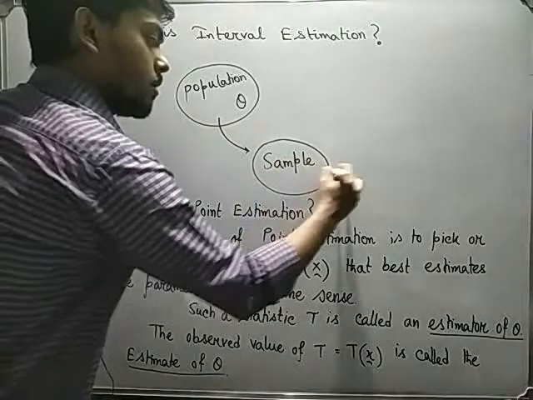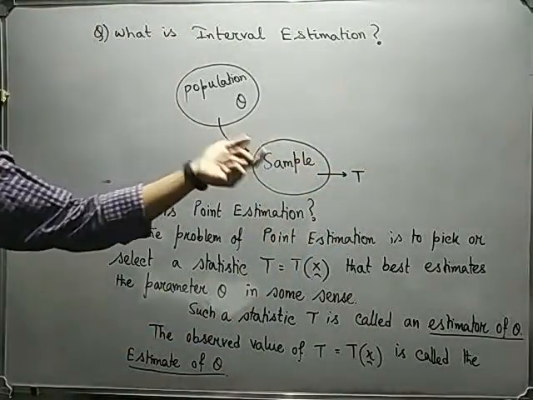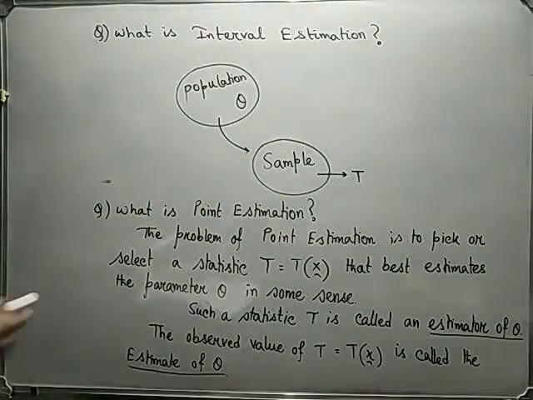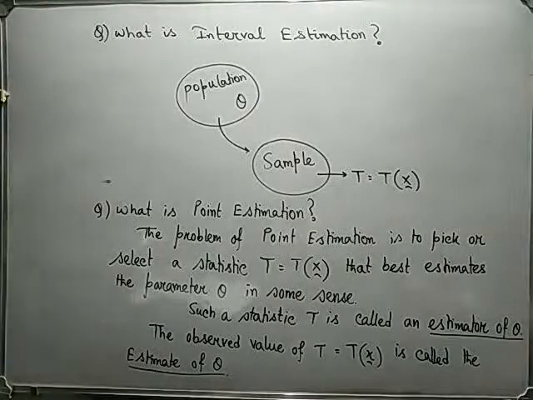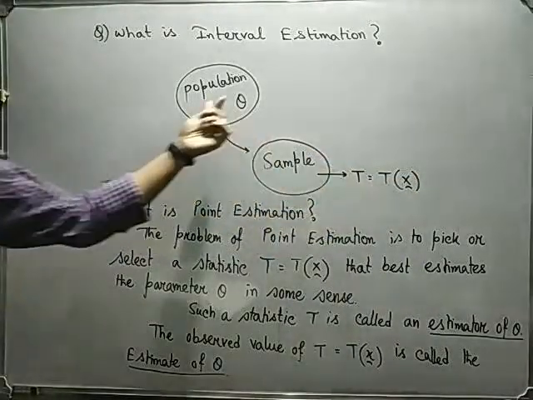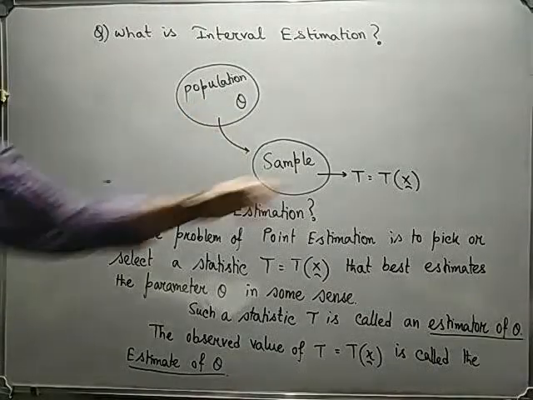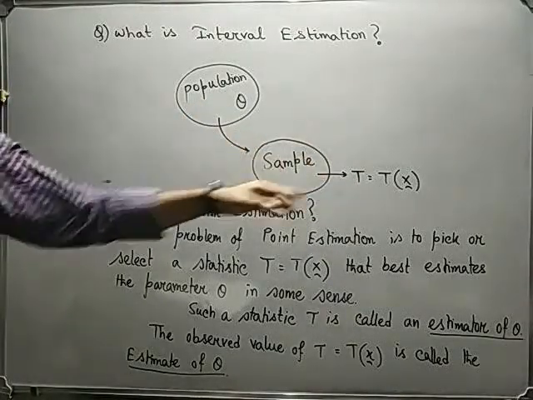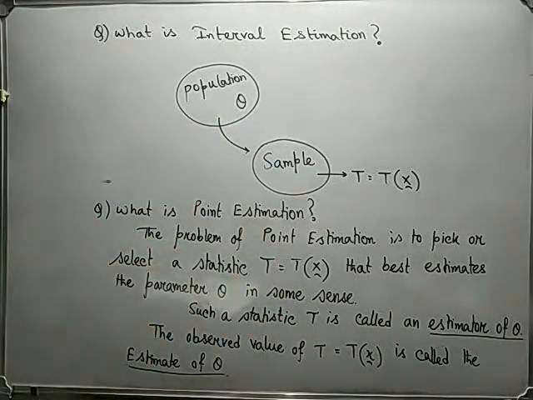Let's say capital T. Capital T is basically a statistic which is a function of the sample values. Using this capital T, we can estimate the value of theta. Obviously the question arises whether capital T is biased or not, or whether capital T is better or not. That's another question, so I will discuss that part later. Okay.